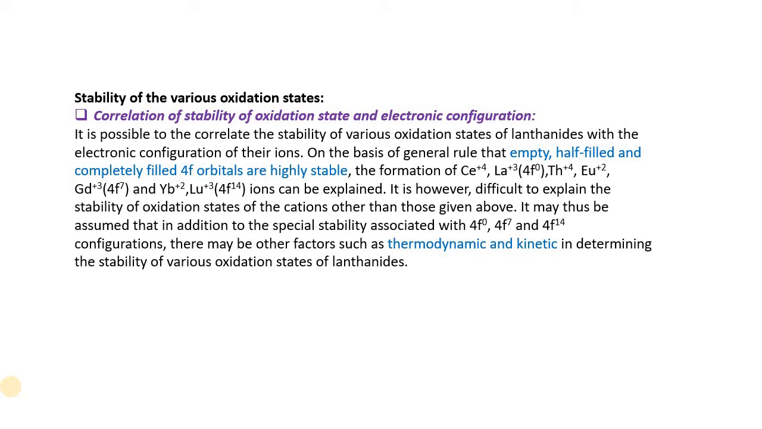For example, the formation of cerium +4, lanthanum +3, thorium +4, europium +2, gadolinium +3, terbium, lutetium. Let us check what is their electronic configuration. Cerium +4, lanthanum +3, 4f0, highly stable configuration is obtained. Next, thorium, europium, 4f7, half-filled, highly stable, and next terbium, lutetium, 4f14, highly stable.